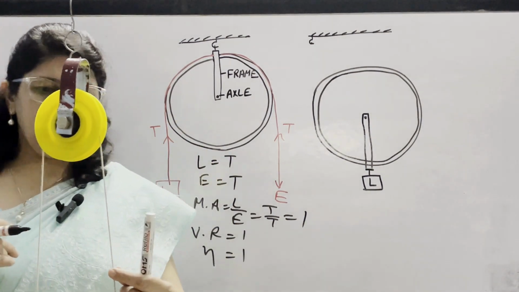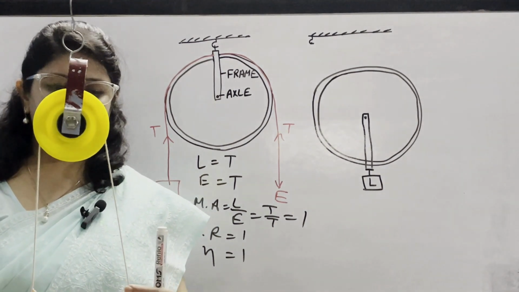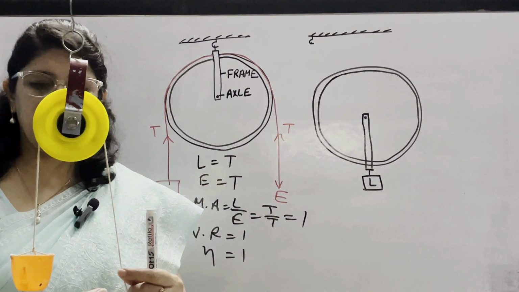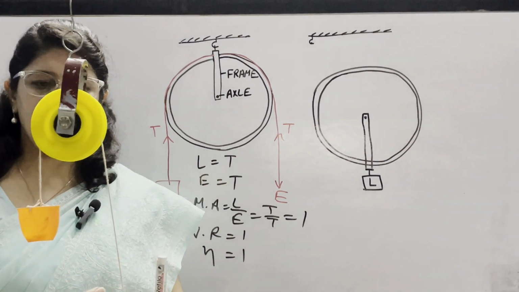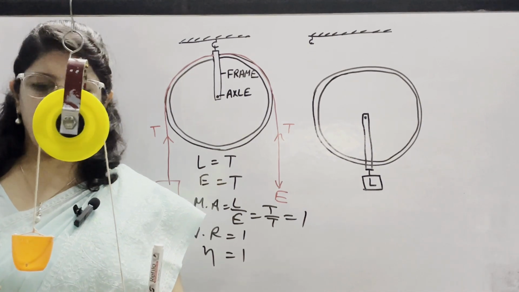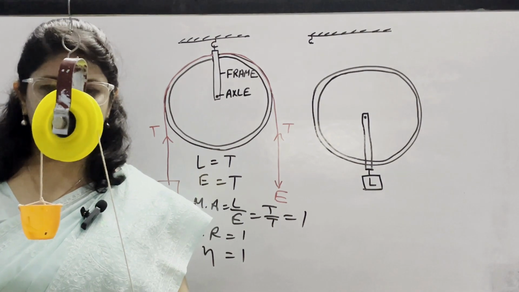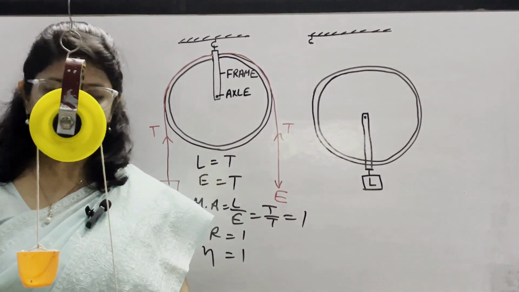You can see a single fixed pulley. Here I am applying effort in the downward direction and able to hold the load. As you can see, effort is in the downward direction and the weight of the load is also applied in the downward direction. So, both are in the downward direction in case of a single fixed pulley.